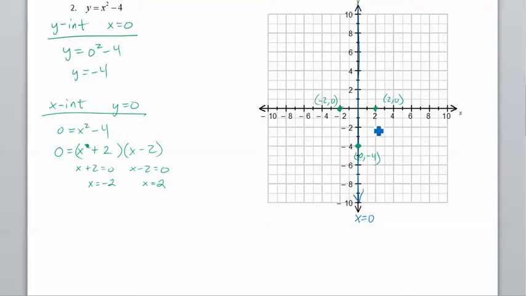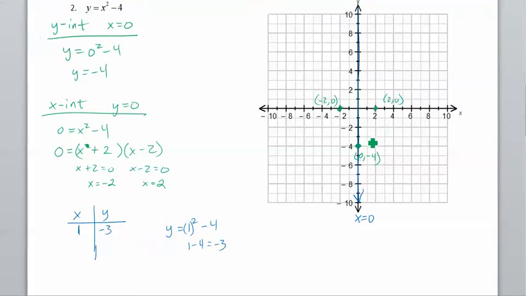I'm going to choose a point that looks like it's going to be easy for me to get. Maybe x equals 1, maybe x equals 3, but kind of do a table for that. And so I'm going to choose just for the heck of it x equals 1, because that'll give me something in between here. So I'll put 1 in for x, so y equals 1 squared minus 4. 1 squared is 1, minus 4 is negative 3. So when x is 1, y is negative 3.